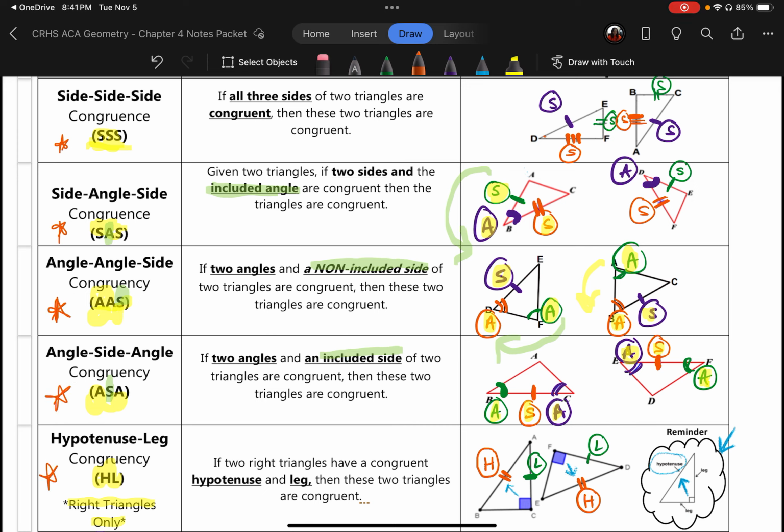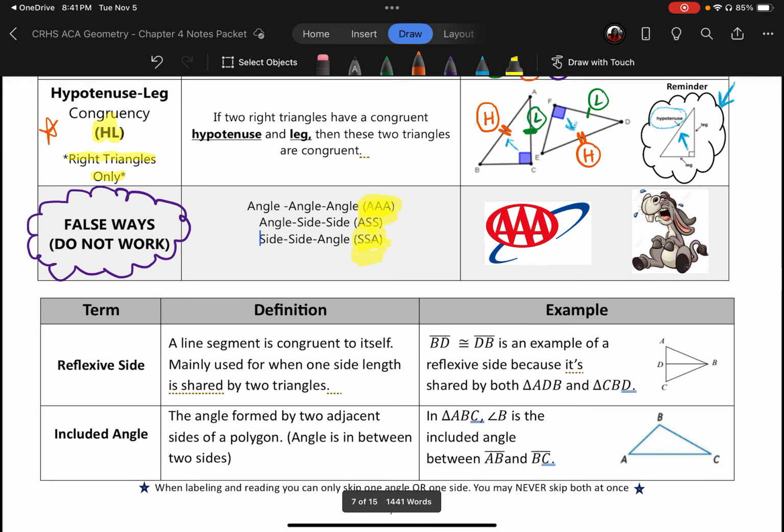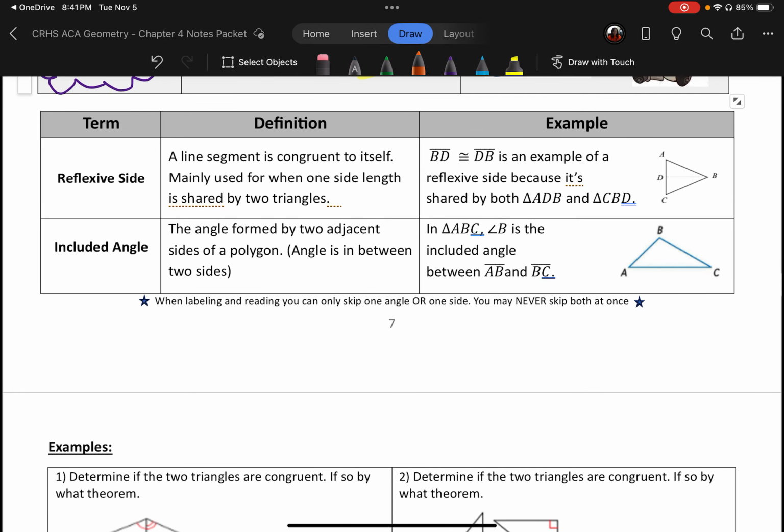These are the only 5 ways that we have to prove that two triangles are congruent. So before we start looking at some examples, we want to talk about some important vocabulary here. One term that you're going to see pop up a lot is something known as a reflexive side. A reflexive side is going to happen whenever we're looking at a line segment being congruent to itself.